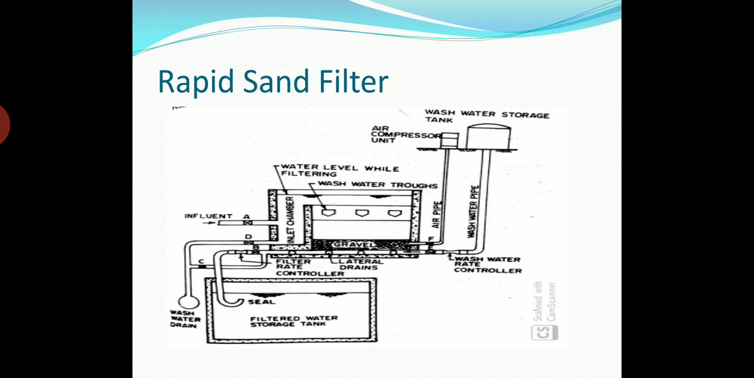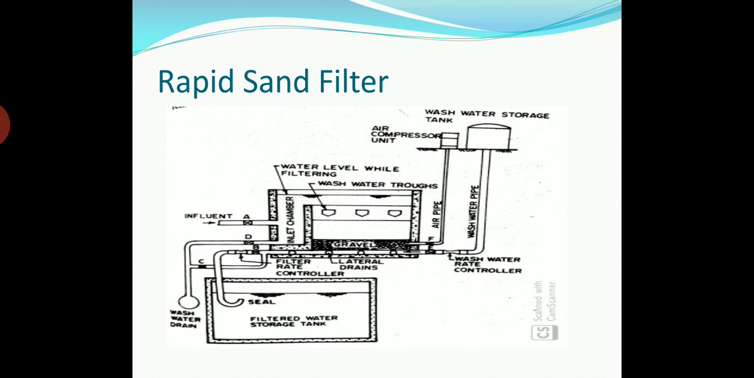Here in rapid sand filter, why do we call it rapid sand filter? Because of the rate of filtration. The rate of filtration in case of rapid sand filter is 3000 to 6000 liter per hour per meter square. So that is the rate of filtration. This rapid sand filter consists of an enclosure tank, filter media, base material and under drainage system.